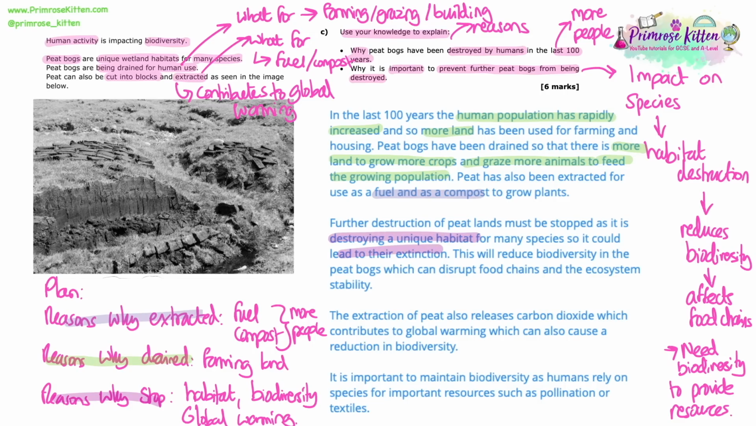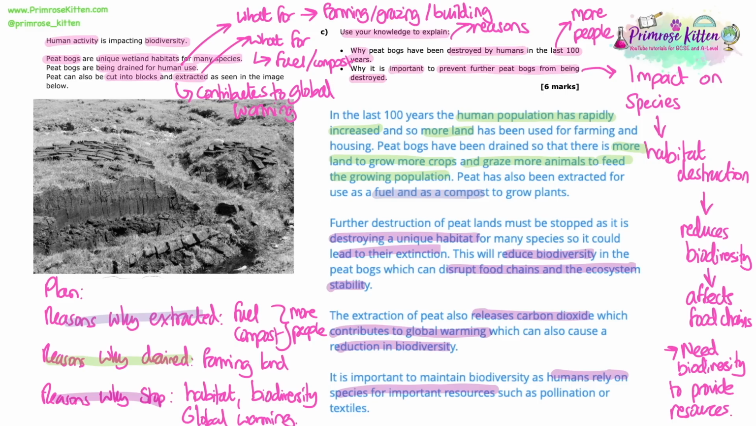Further destruction of peatlands must be stopped, as it is destroying unique habitat for many species, so it could lead to their extinction. This will reduce biodiversity in the peat bogs, which can disrupt food chains and the ecosystem stability. The extraction of peat also releases carbon dioxide, which contributes to global warming, which can cause a reduction in biodiversity. It is important to maintain biodiversity as humans rely on species for important resources, such as pollination or textiles.